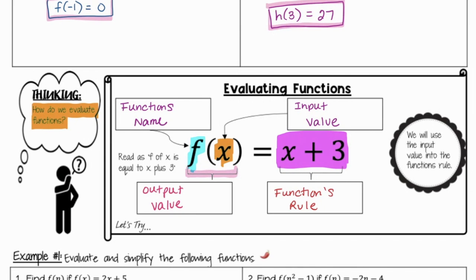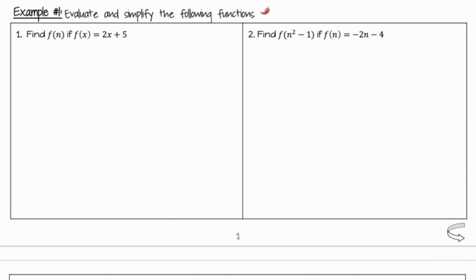So let's take a look at our first example and see how we go through it. Here we have example 1, and we're asked to evaluate and simplify the following functions. They gave us an input of f of n. So we're going to get away from the numerical inputs, and we're going to actually have some algebraic inputs now. In this case, we're finding f of n, and they gave me the entire f of x piece. So we are trying to think of this f of n as your input. That n is the input.